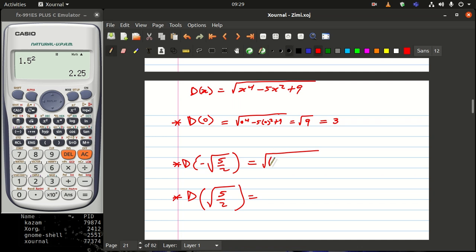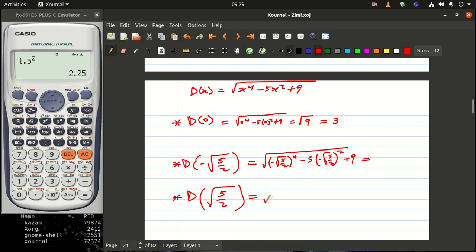We're supposed to end up having minus the square root of 5 over 2, and then we raise it to a 4. And then after that, we say minus 5 times minus the square root of 5 over 2, and then you square it up, and then you add a 9. Then you will have a final answer.